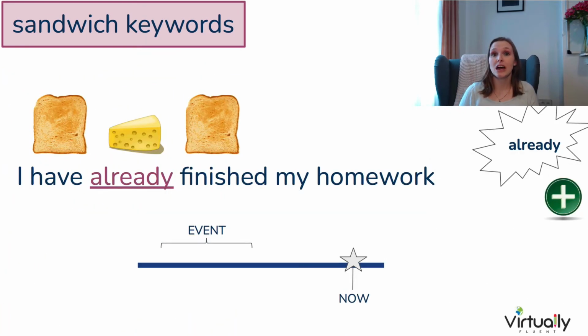The next keyword we're going to look at is already. This works perfectly well in affirmative sentences and it's in the same position. I have already finished my homework. Already means that this event happened in the past, but you didn't really expect it to happen. You expected this to happen even later. So you're surprised, a nice surprise.